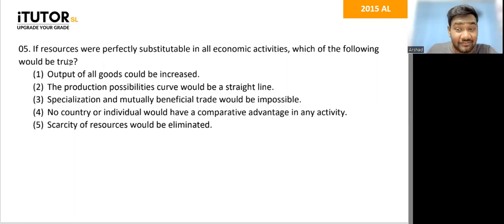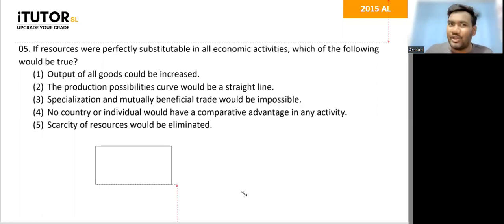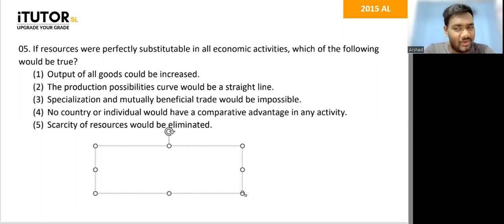If resources were perfectly substitutable, that means the resources in this industry can be used in the same way in the other industry also. They are perfectly substitutable. Which of the following would be true? Guys, the moment you see this, what should come into your mind? What opportunity cost are they talking about? Resources are perfectly substitutable. They're talking about increasing or constant.